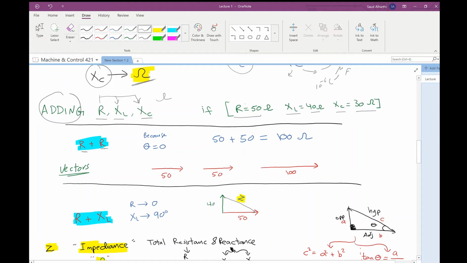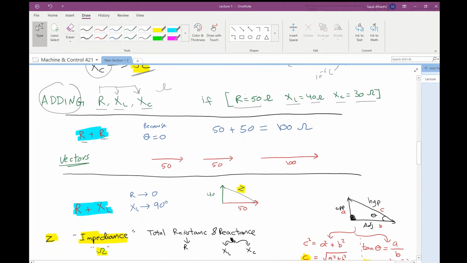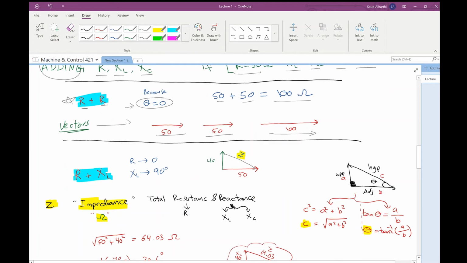R plus R, just algebraic sum. So 50 plus 50. This is just an example. If I want to add the R twice, and we know that in any resistive load there is no phase shift, that means 50 plus 50 is 100. As vectors, this is 50, this is 50. The total is 100 because they are in the same direction.